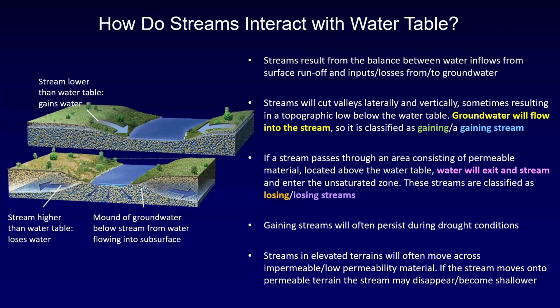So in terms of streams, how do they interact with the water table? In this case, you can see we have two rivers. And in both instances, these rivers are interacting with the water table, but in different ways. Now, streams or rivers result from the balance between water inflows from surface runoff and inputs or losses to groundwater. So what does that actually mean?